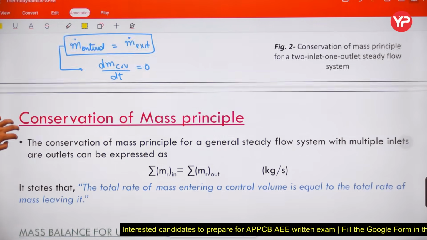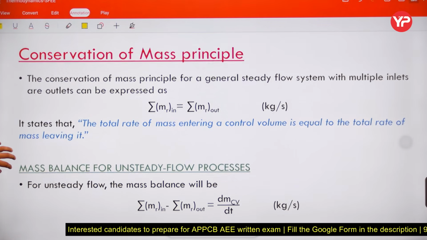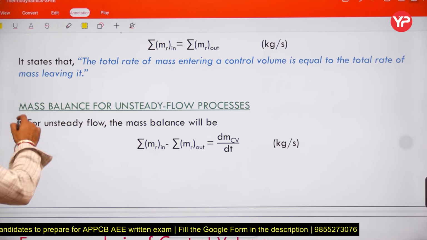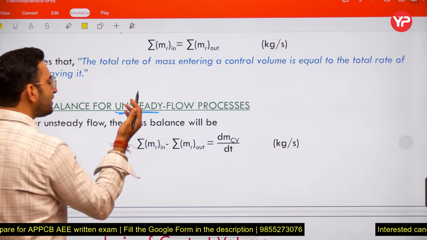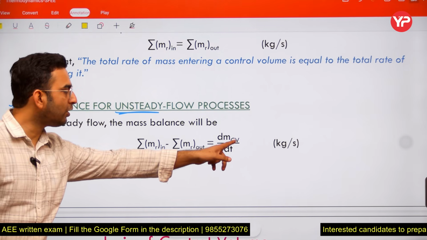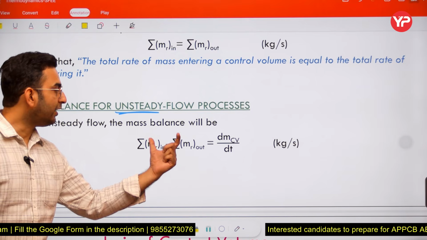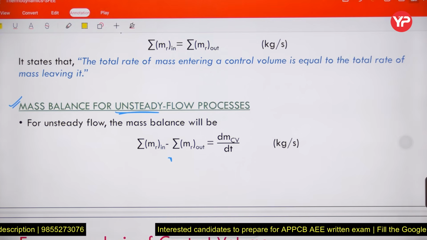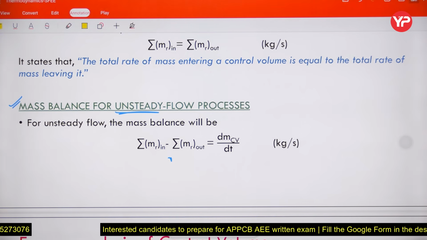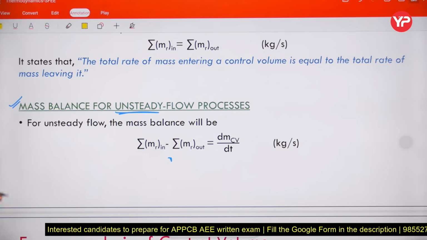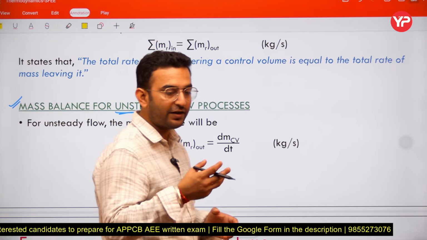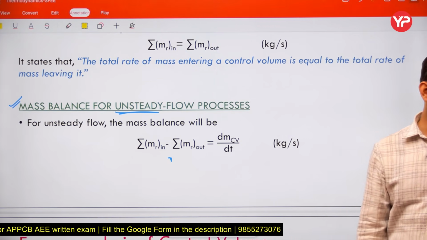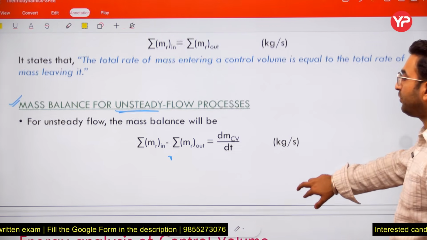Now the next thing, if we talk about the unsteady flow process, we have already seen that the mass inside the control volume is going to get changed, and the corresponding equation in this summation form can be written as net mass in minus net mass out must be equivalent to the rate of change of mass with respect to the control volume. Okay, so there are different forms of writing the equations, whether you write in the rate form or for a certain time interval. Remember that part.